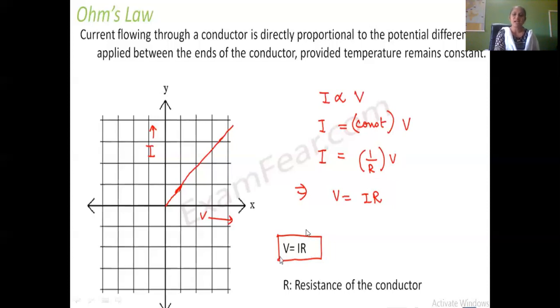Okay. And what is R here? It is the resistance of the conductor. This is the new term you are going to study now. That is R. Once we come to the school, we'll perform this experiment with the help of an ammeter and voltmeter instruments, and we'll check how the current is varying and how the voltage is also changing. Okay. So let us move to the next one.